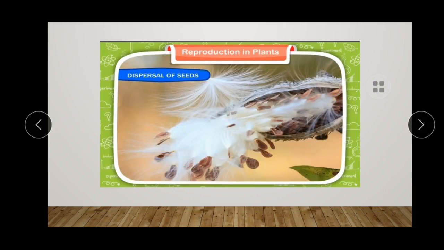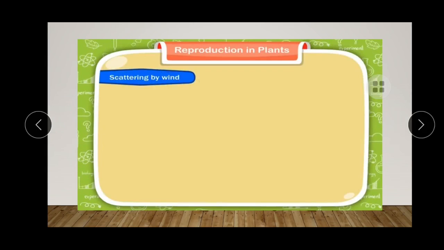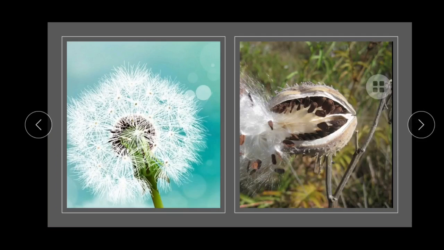Some seeds, you can see, have long and fine hair on them. So they are being scattered with the help of winds. Here you can see an image of dandelion and cotton. They have a hair-like structure which acts like a little parachute and helps in carrying the seeds far away from the parent plant.